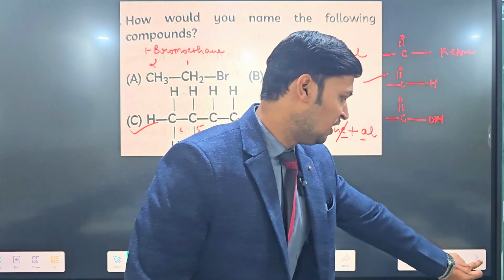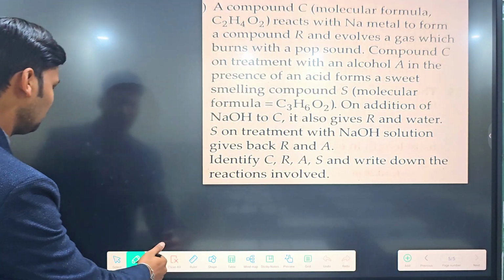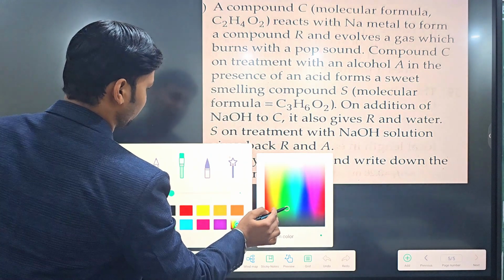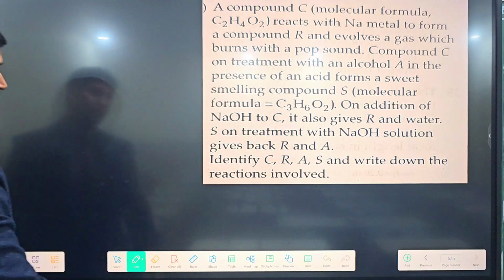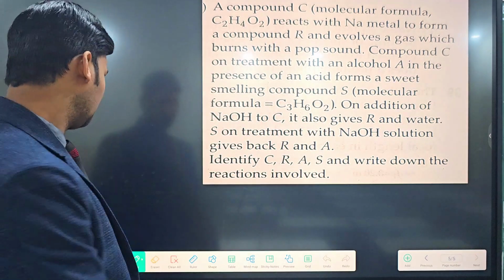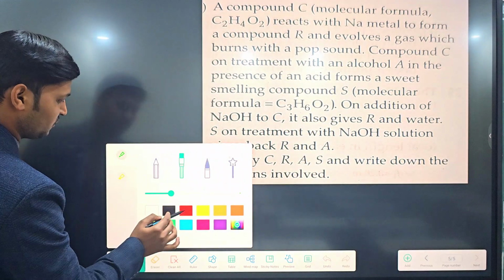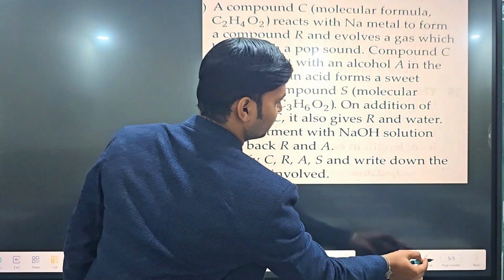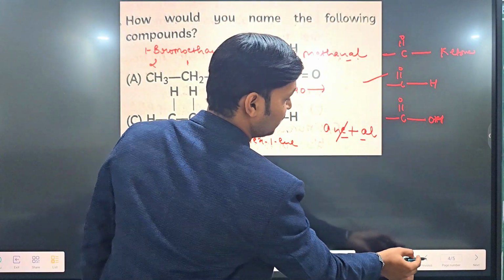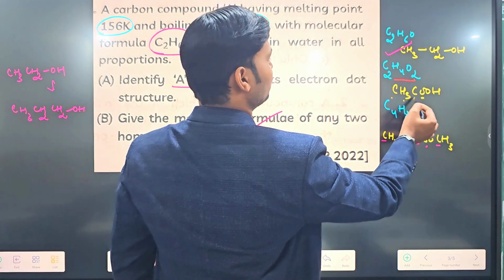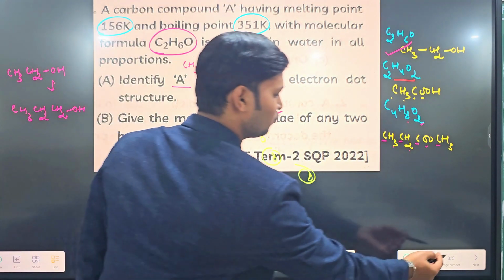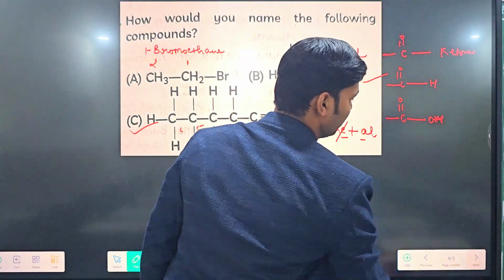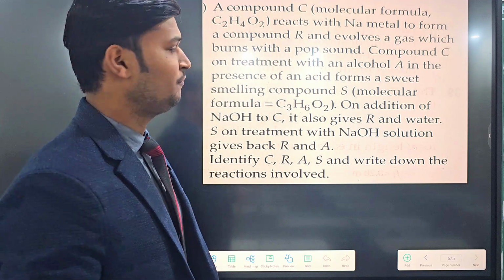Coming to the last question, which is a very important and long answer type question. Let us try to understand this question. See, a compound C, I'm just explaining all the things here. First of all, compound C, molecular formula C2H4O2 was given. Now देखो पहले ही पॉइंट तुरंत क्लियर हो गया हमें कि क्वेश्चन में हमें क्या दिया है, CH3COOH दिया हम लोग. That's why I have said रट लो उसको, that will be very easy for you.